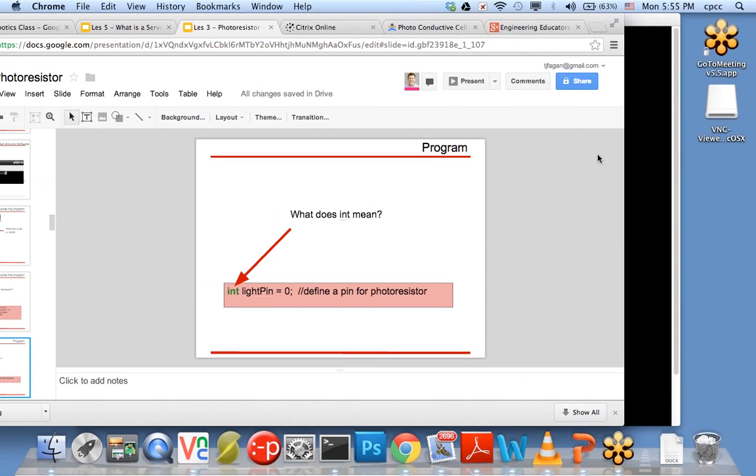So again, this is the first line of code that's really going to happen. What does int mean? So we're going to put in int lightPin equals 0 semicolon. So what does the int mean? Can I have a raise of hands for someone who wants to take a stab at what int is? Oh, Jacob and Jeremiah. I think I saw Jeremiah's hand up first. Jeremiah, how you doing? Good. What does the int mean?